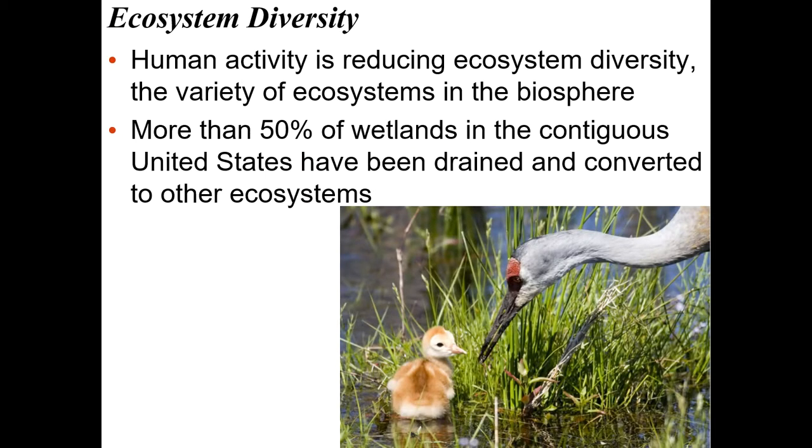Ecosystem diversity. This is the number of different types of ecosystems that we have on the planet, and this is decreasing. Obviously, if you have fewer ecosystems, then you're going to have fewer types of organisms that can live, because there are not as many ecosystems. One example of this going down is that 50% of wetlands in the United States have been drained and converted to other ecosystems. So if we have fewer wetlands, then we have fewer species that can live in the wetlands that are left.